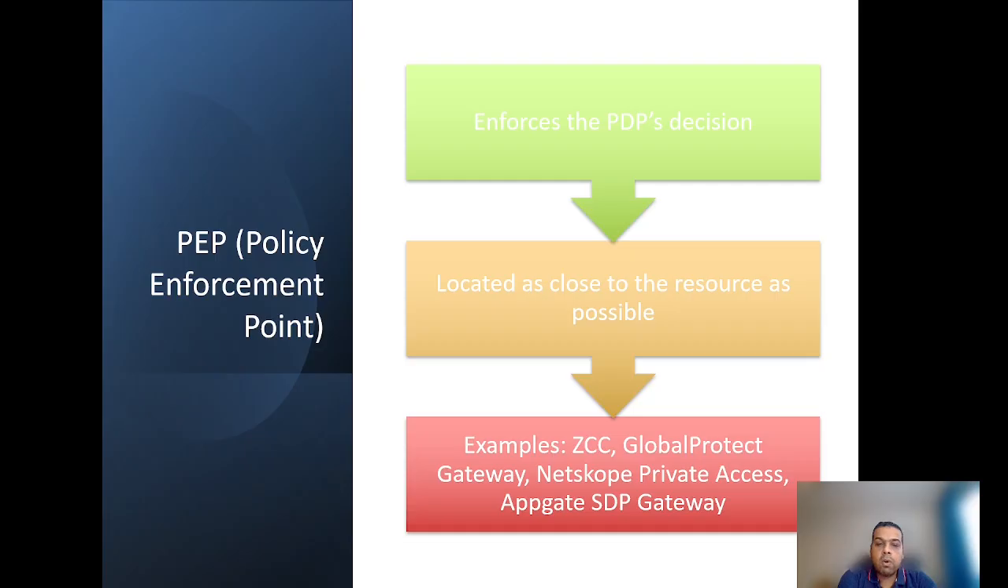Some examples of PEP are Zscaler Client Connector, Zscaler Application Connector, SASE SSE gateways, Global Protect Gateway from Palo Alto, Netskope Private Access. So these are some examples from different vendors.